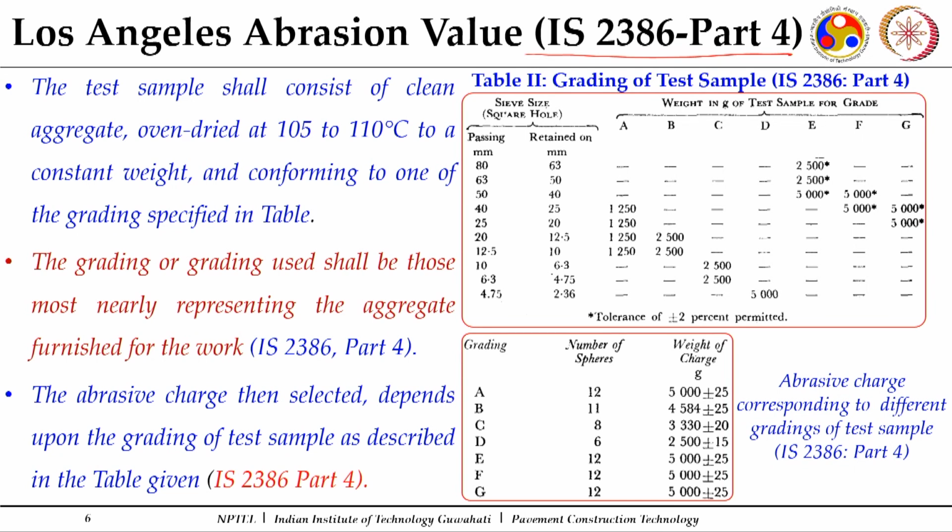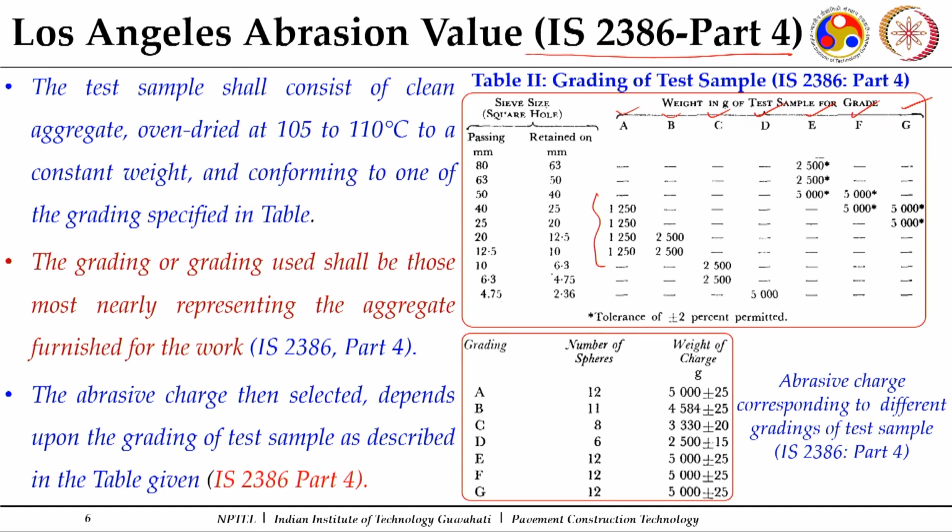Now, coming to the test procedure, which is as per IS 2386 part 4, the sample which is to be tested needs to be graded. In this particular case we have been given 7 grades here: A, B, C, D, E, F and G. Depending upon the sizes present for any particular aggregate source when used in a particular layer, we have to select grading A or grading B, where the aggregate lies in terms of its sizes. So, depending on it we can choose these different gradations.